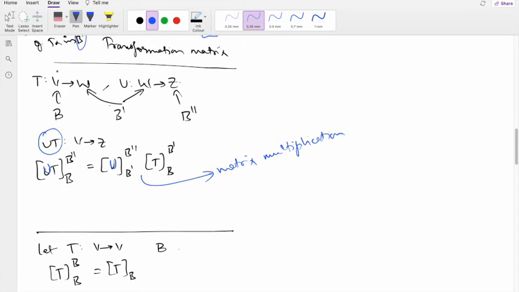Let's say this is an n dimensional, this is an m dimensional, and this is a p dimensional vector space. So this is going to be m cross n, and this is going to be p cross m. Therefore this is matrix compatible, and the result is going to be p cross n. So if you have these two, you can get the composition transformation easily from your matrix multiplication.